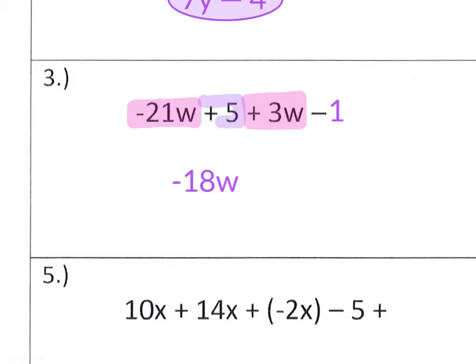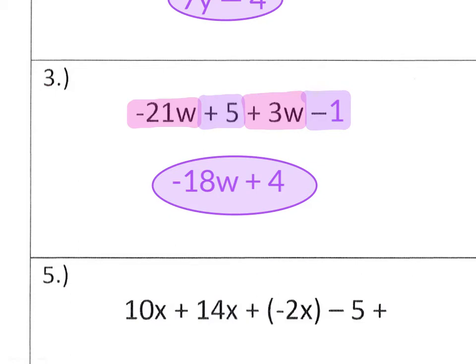Now, everything's not highlighted yet. I still have more to look for. I have a positive 5, which is a constant, and a negative 1, which is also a constant. So I can put those two together. In your calculator, you can type in 5 minus 1, which will give us a 4. So plus 4 in my answer. So our final answer that we're going to circle is the negative 18w plus 4.